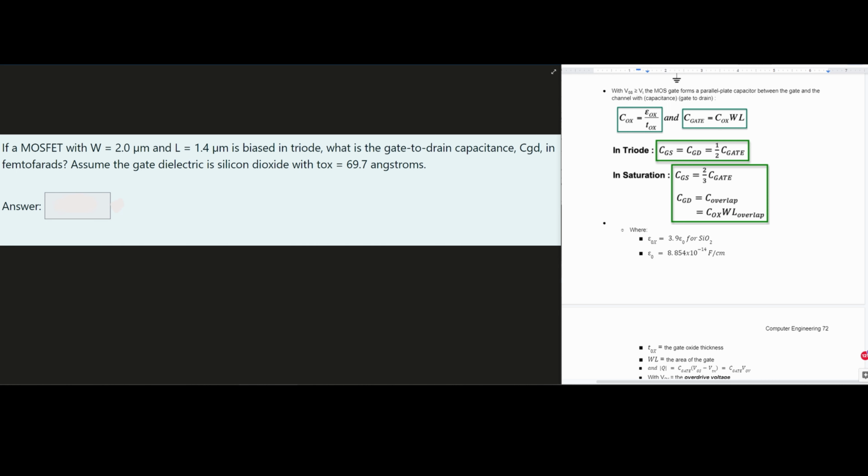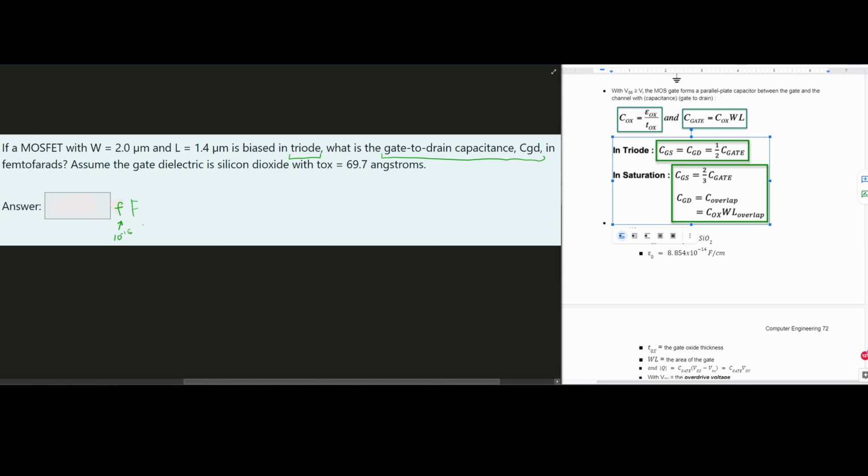So when we look at this, the first thing that we're going to note is we are in triode. And we're also asked what is the gate to drain capacitance. This is our CGD. So with triode, we have this equation up top right here. And we want our answer in femtofarads. This is going to be a lowercase f for femto, and then we have our farads. Keep in mind, femto is just 10 to the negative 15.